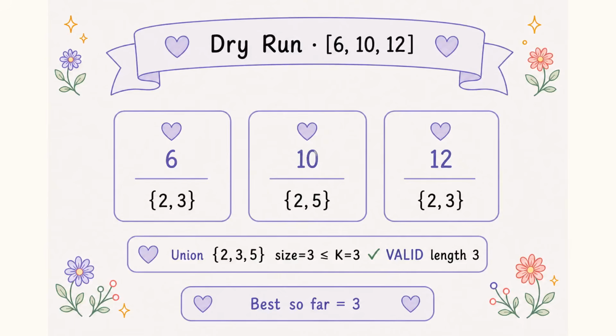Dry run the subarray 6, 10, 12. 6 contributes 2 and 3. 10 contributes 2 and 5. 12 contributes 2 and 3. Union is 2, 3, 5. Size is 3, and 3 is less than or equal to k, so this subarray is valid. Length is 3. Best so far is 3.